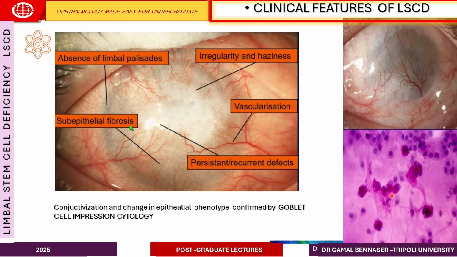This is impression cytology for goblet cells that shows the presence of goblet cells on the surface of the cornea. This is another important diagnostic test, and it is a confirmatory test that shows the change in the phenotype of the corneal epithelium to a conjunctival epithelium. This is called impression cytology. This is very important.